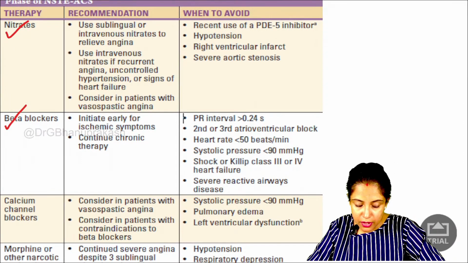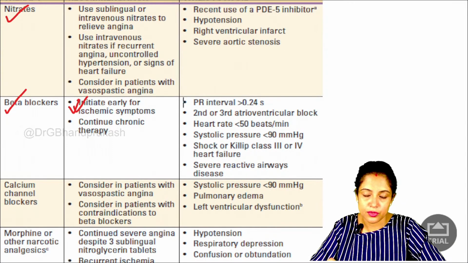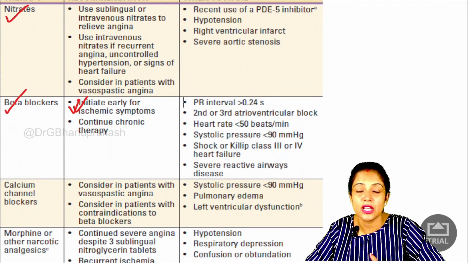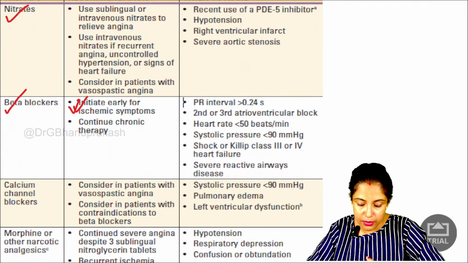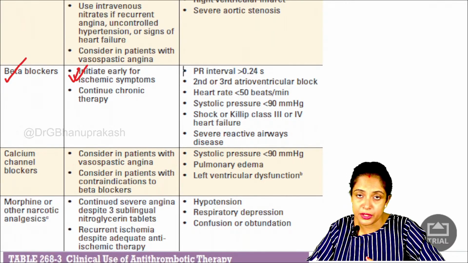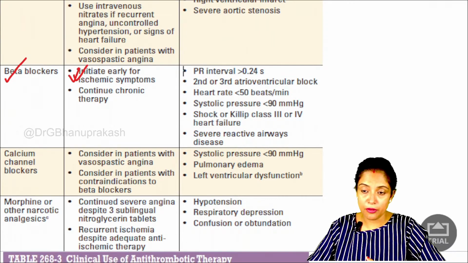After nitrates, beta blocker can be added or initiated early for ischemic symptoms. Beta blocker reduces heart rate, reduces arterial pressure, it reduces cardiac workload, and in this way it helps in reducing the chest pain. The beta blocker can be given. I have already talked about the contraindications of beta blocker in the class when talking about the treatment of angina, so I'm not going to go into the detail of it.